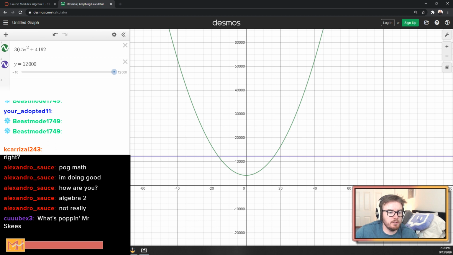Let's do the last one for good measure. You toss a ball into the air at a height of 5 feet. The velocity of the ball is 30 feet per second. You catch the ball 6 feet from the ground. From the ground, not for the ground.